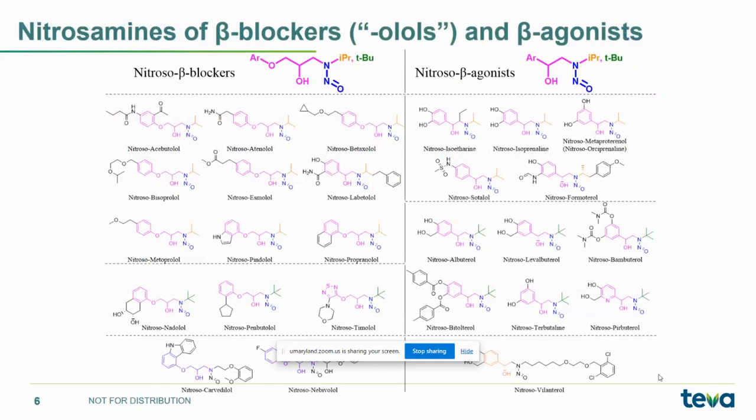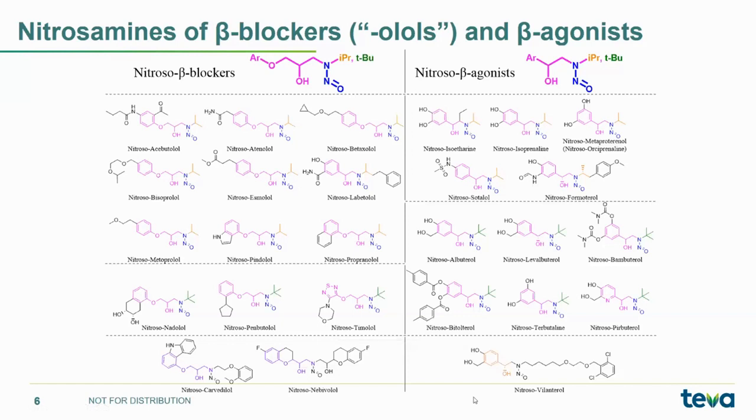A larger group of compounds is the beta blockers and the beta agonists, which also have a very common scaffold, and we can separate them into different groups here. We see them in the magenta color as the common features of most of the beta blockers. A couple are excluded from that, for instance, which you see on the bottom of this screen, the nitrosocarvedilol and the nebivolol for the beta blockers, or the vilanterol for the beta agonists.